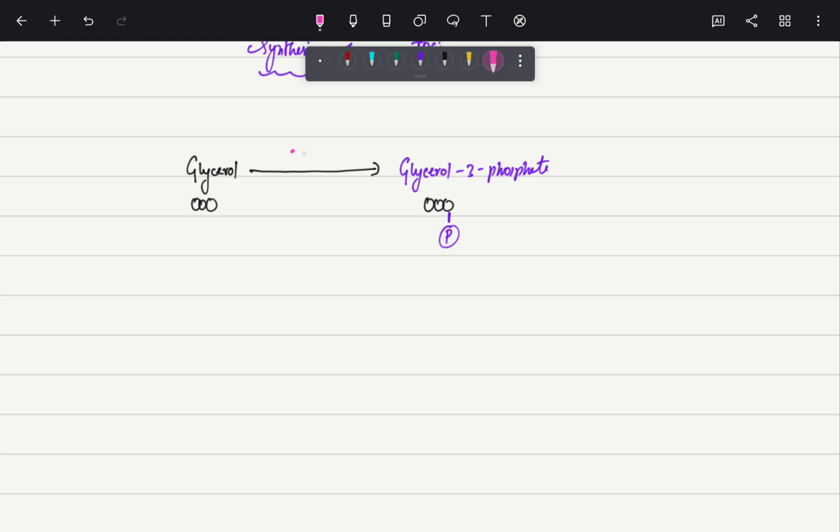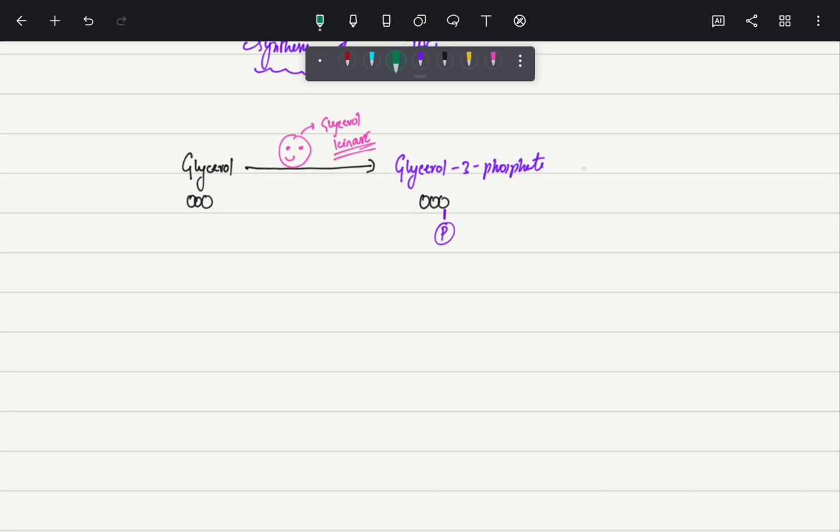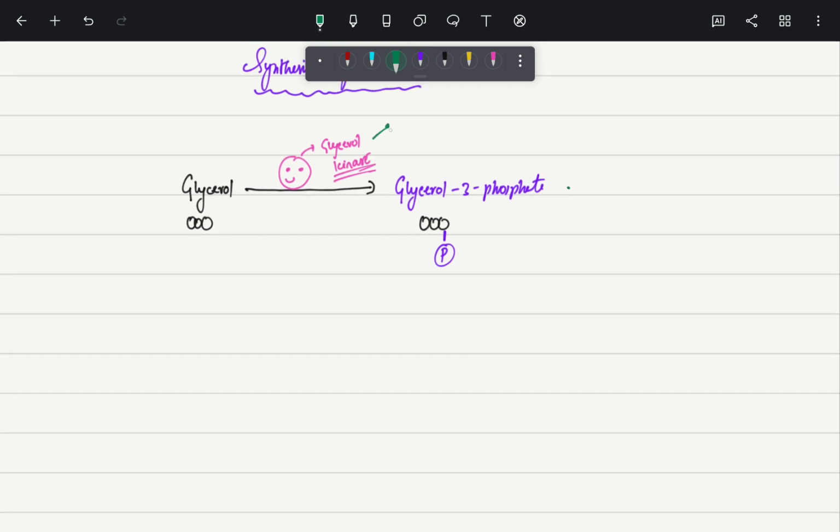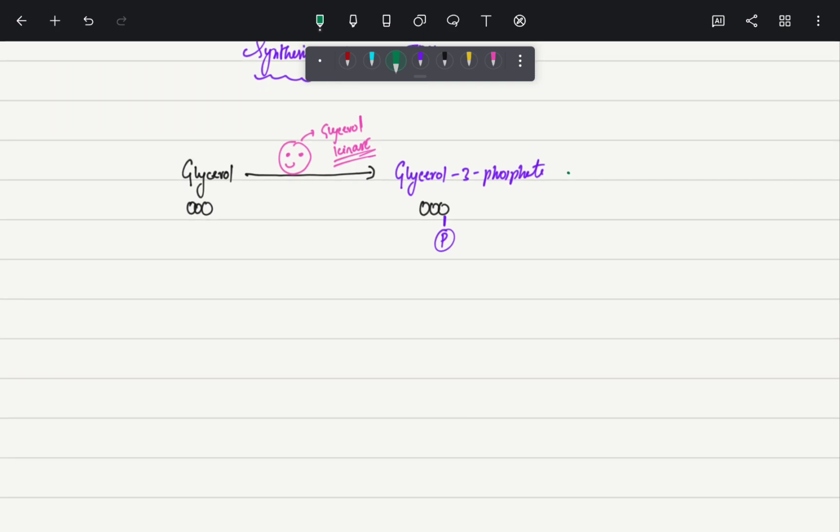What was the enzyme responsible here which was doing phosphorylation of glycerol? The enzyme is glycerol kinase. Okay, and this glycerol 3 phosphate, I already told in my previous video, this is the glycerol kinase. As I already told you in my previous video, glycerol kinase is absent in muscles and adipose tissue. So there the pathway is a little bit different.